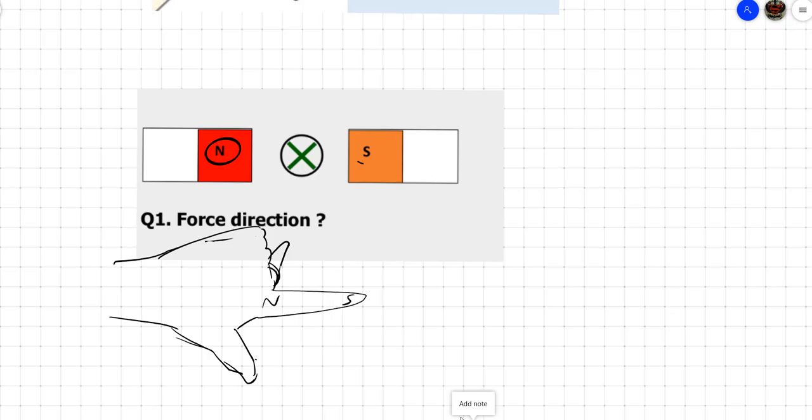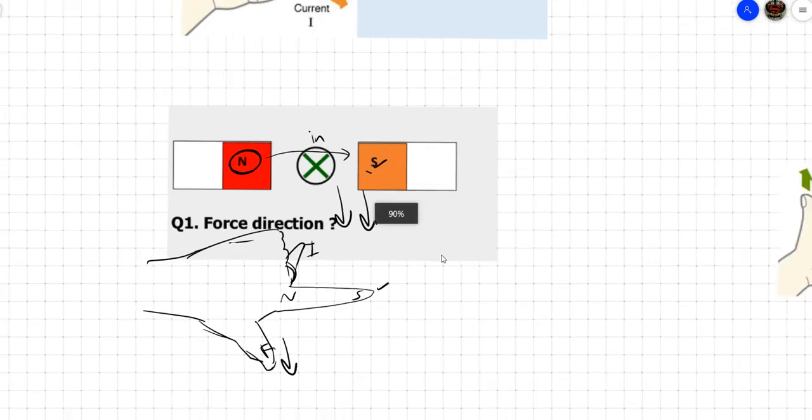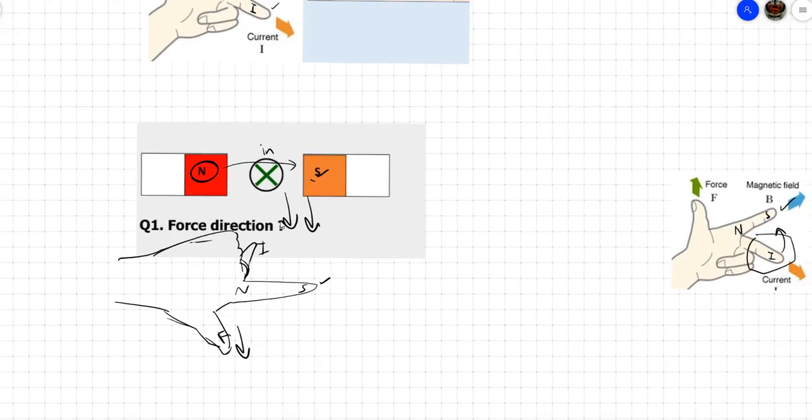So this is your index finger, north to south, which is correct. The current is going into the screen. So in the screen, therefore the thumb points downwards. So therefore the wire is going to be moved down. So the F points downwards. Okay, so therefore we know where the wire is going to move.